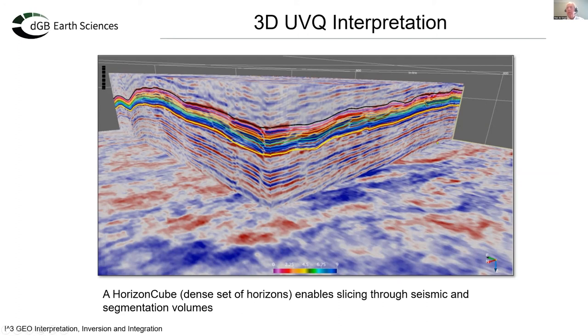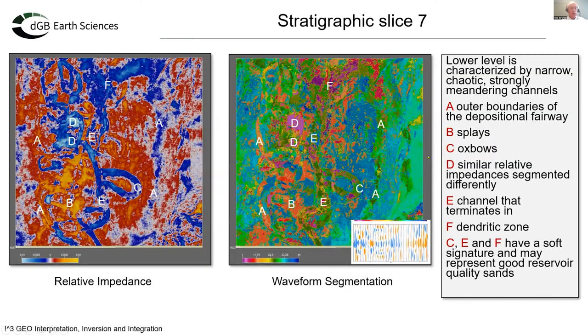Now let's look at some interpretation. What we see here on the left is the relative impedance. So this is the color inverted data. And we see some nice channels here. And here we see the waveform segmented data and the waveform clusters. Now, what we see immediately at this lowest level in this interpretation interval is that this is characterized by narrow, chaotic, and strongly meandering channels.